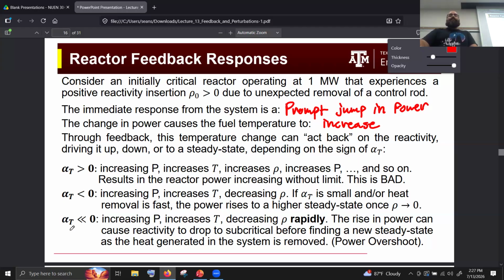And then if that temperature coefficient is very negative, then you could get something called a power overshoot, where you get like a smallish increase in temperature that causes a very rapid decrease in reactivity to the point where you might end up going subcritical, and you might end up taking your system to like a new steady state, but that's at a much lower power level than what you started with.